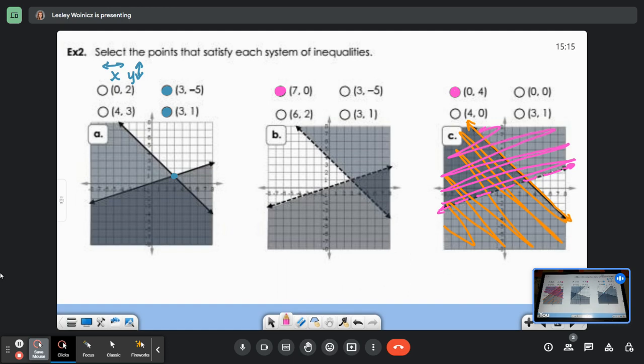Okay, this one's tricky because it's on a shaded boundary, but do you see that it's only orange? It's not pink, right? Okay, what about (3, 1)? No, because it's on a dashed pink boundary. Everybody okay with that? Yeah. Cool. Flip.